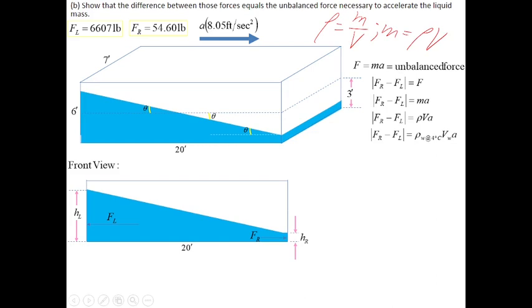The assumed temperature of the density is 4 degrees Celsius, times the volume of water in the problem, volume of water, times the acceleration. So FR is 54.6. FL is 6607. Density of water, 1.94.